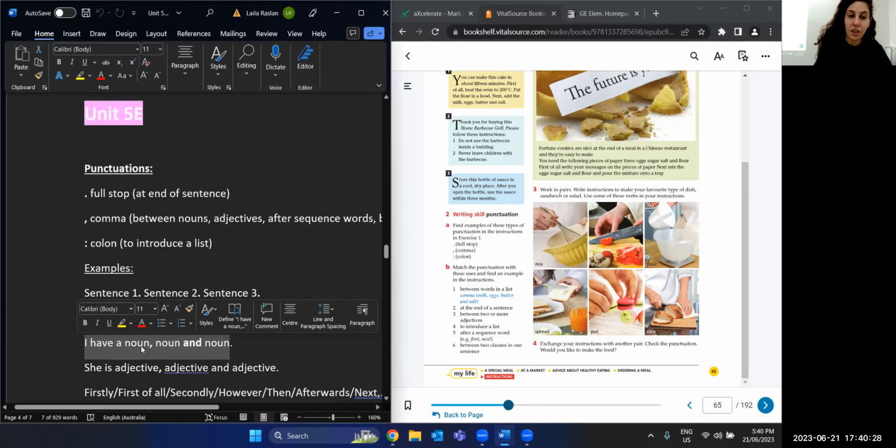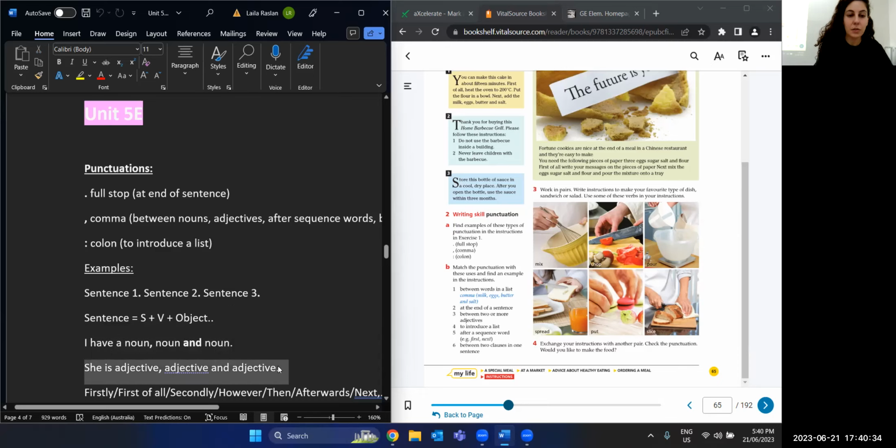We also use a comma when we have it with an adjective. So for example, she is beautiful, tall, and smart. So 3 adjectives. When we have more than 2 adjectives, we must put a comma.